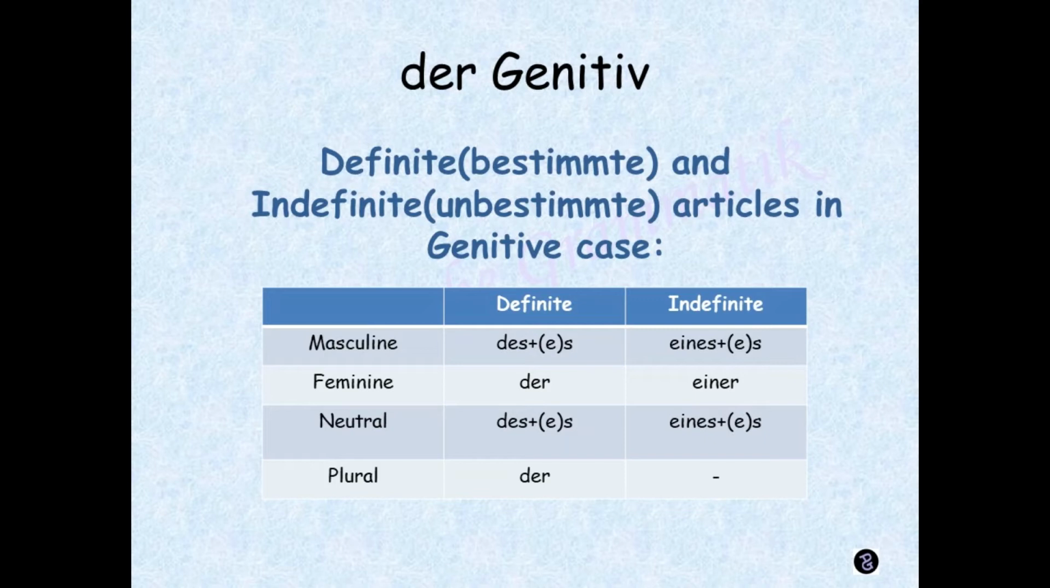The indefinite article in masculine is eines plus es or s. For feminine it is einer, and for neutral it is eines plus es or s. So if we observe this, we can understand that both indefinite and definite articles for masculine and neutral are same, and that for feminine and plural are same.